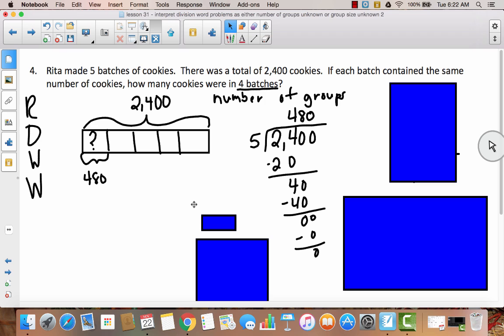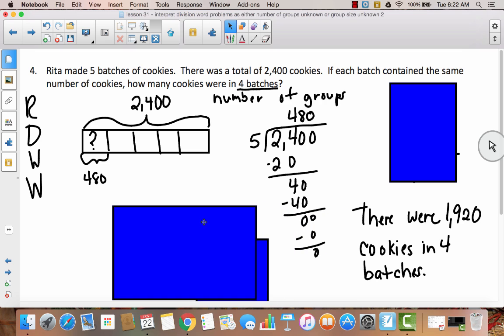Okay, so first of all, let's talk about our answer. How many cookies are in 4 batches? Well, I got that there were 1,920 cookies in 4 batches. Now, how did you get your answer? Well, one way would be to take 480 and multiply it times 4, which is what I almost did. But then I thought to myself, well, hold on a minute. If this is how many cookies are in 5 batches, if I take away 1 batch, that will leave me with 4 batches.